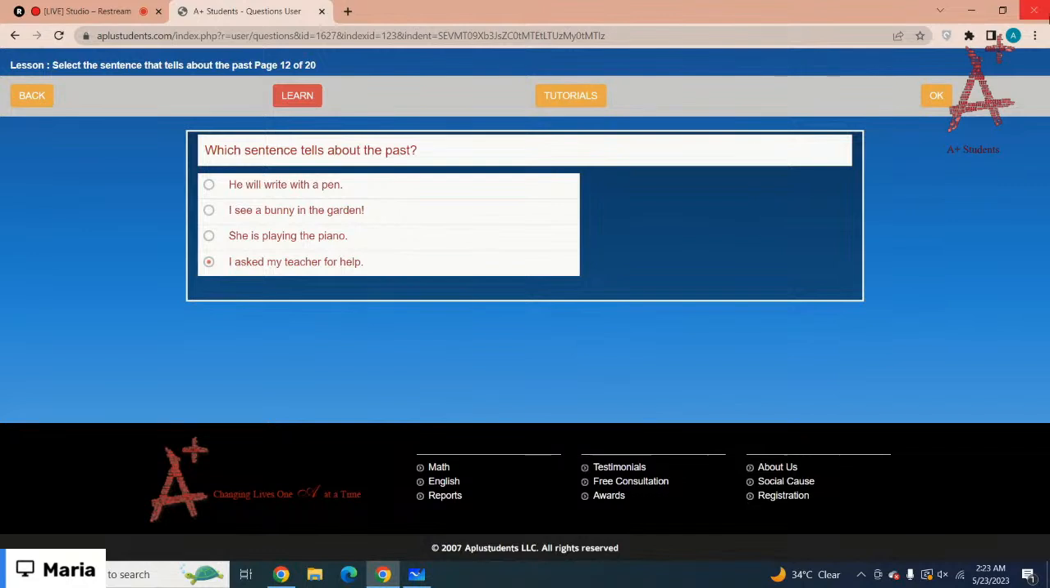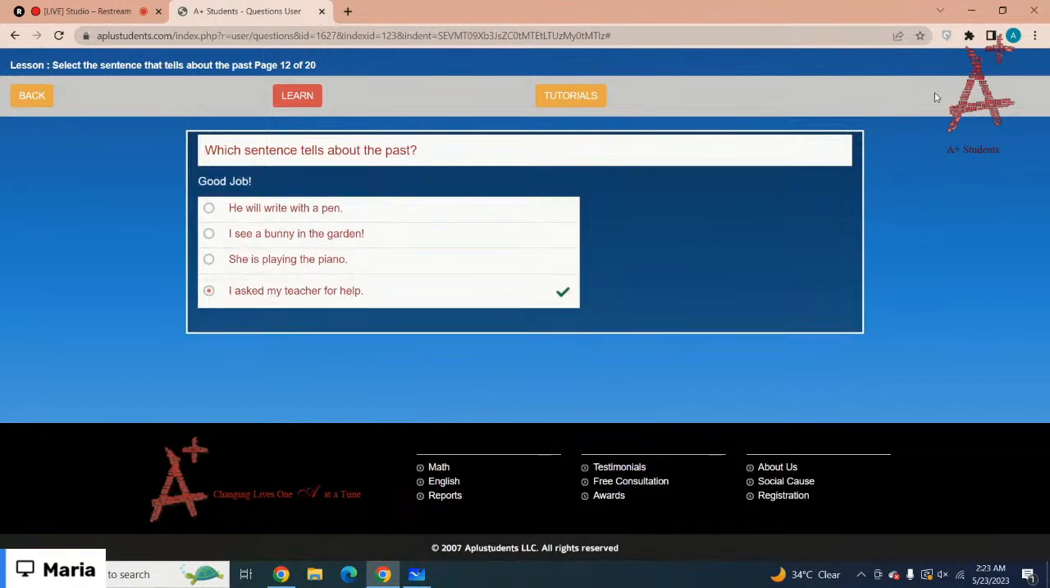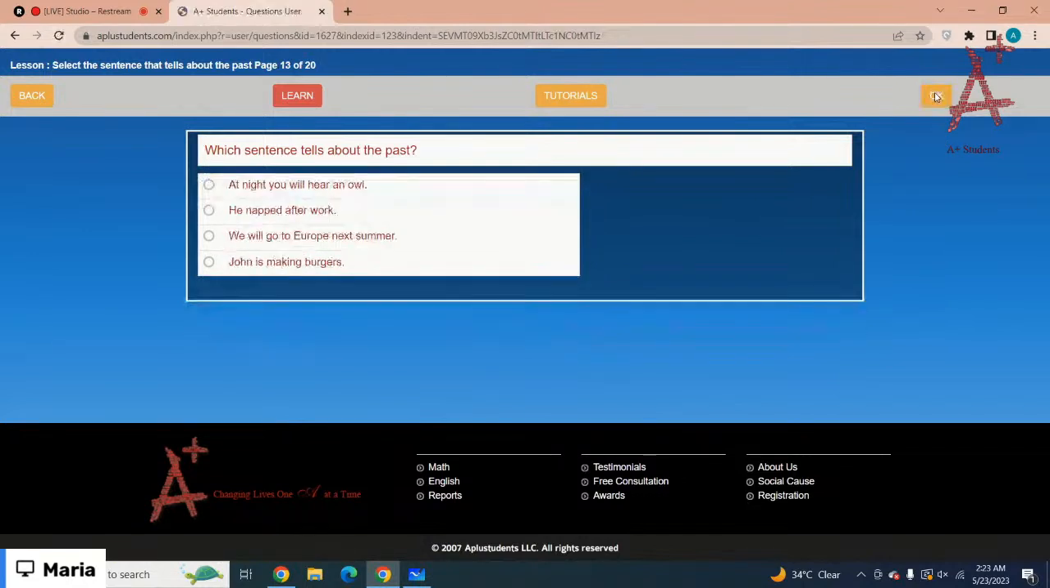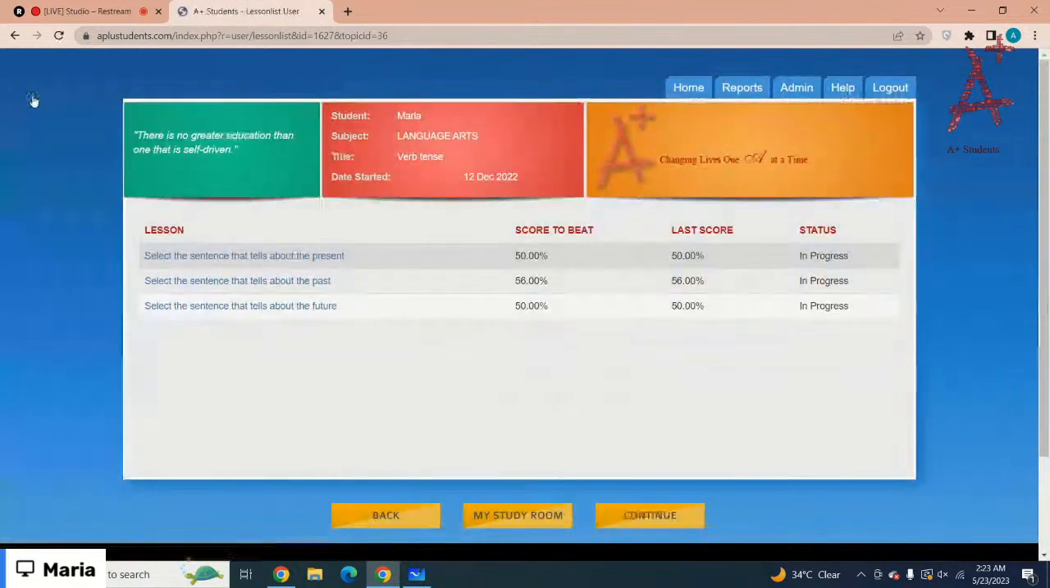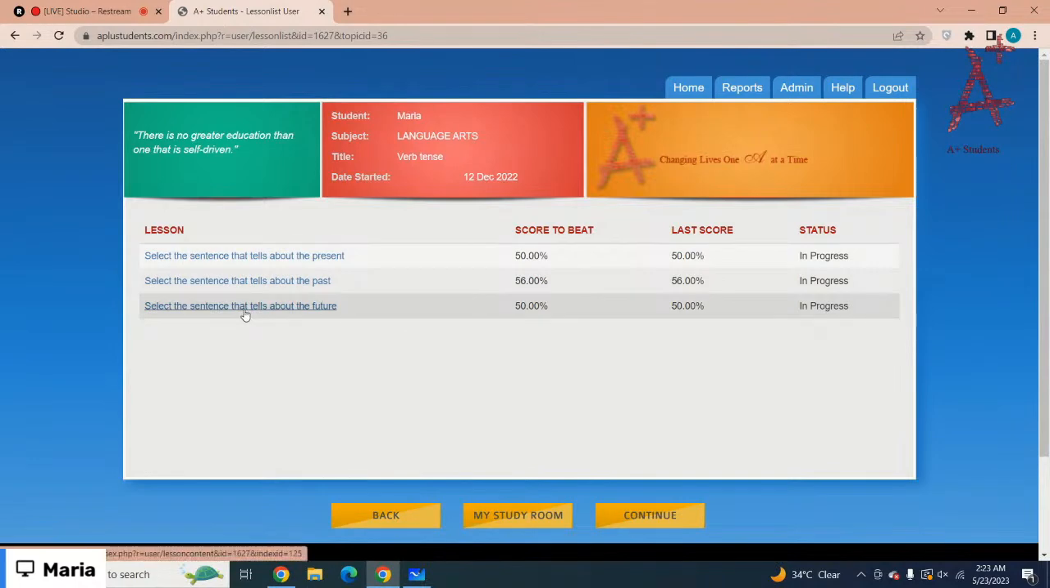Okay, you can complete the test by yourself later today. Let's just move on to the next lesson. Select a sentence that tells about the future. Let's just start with the next lesson.